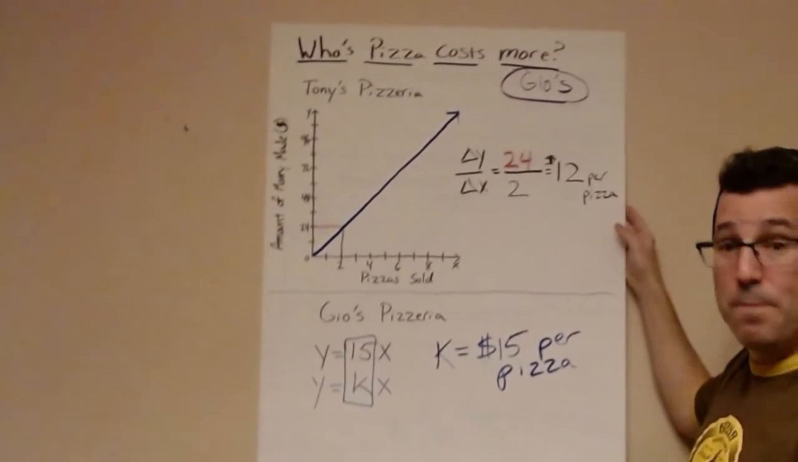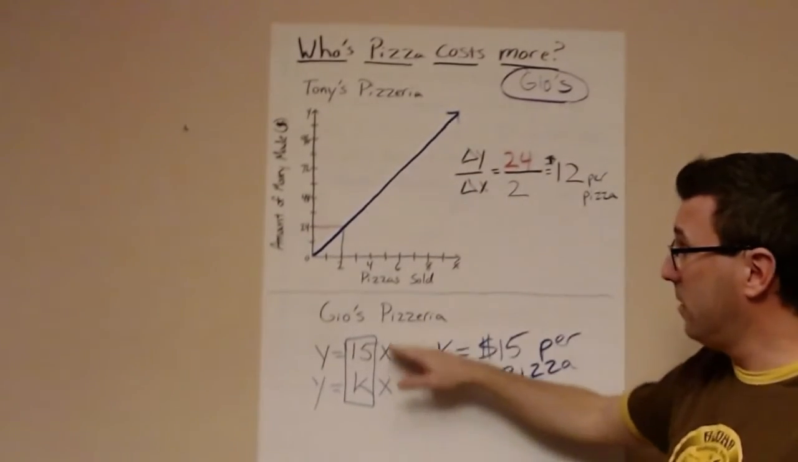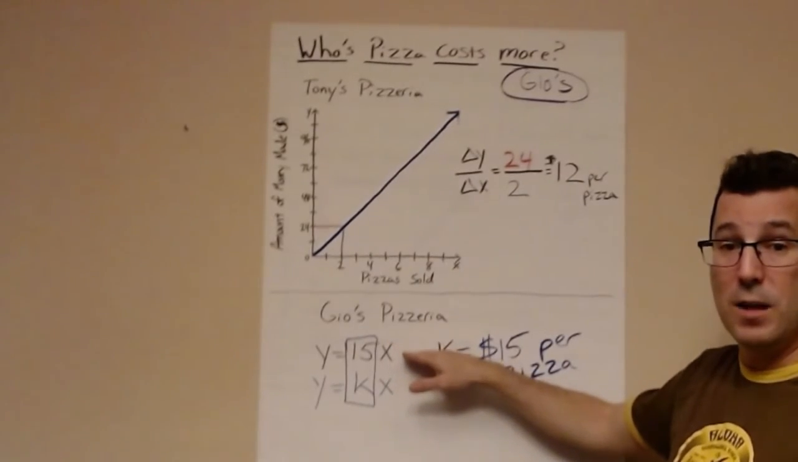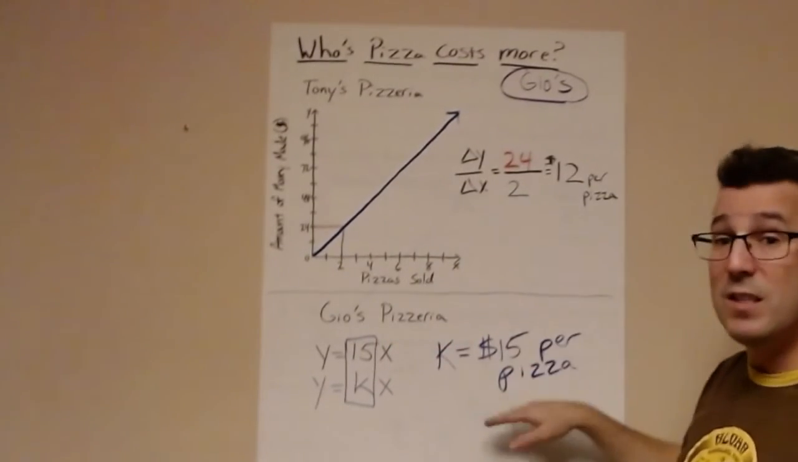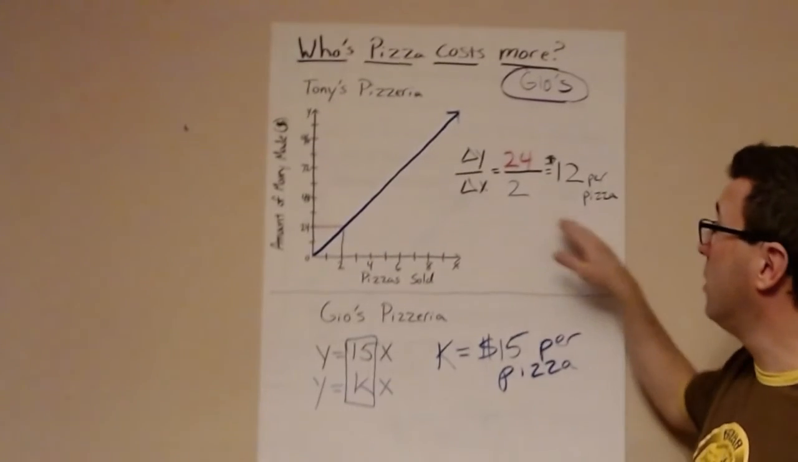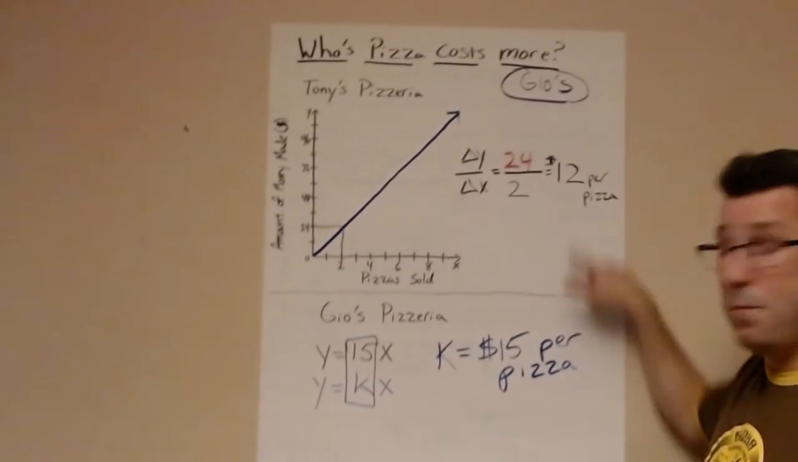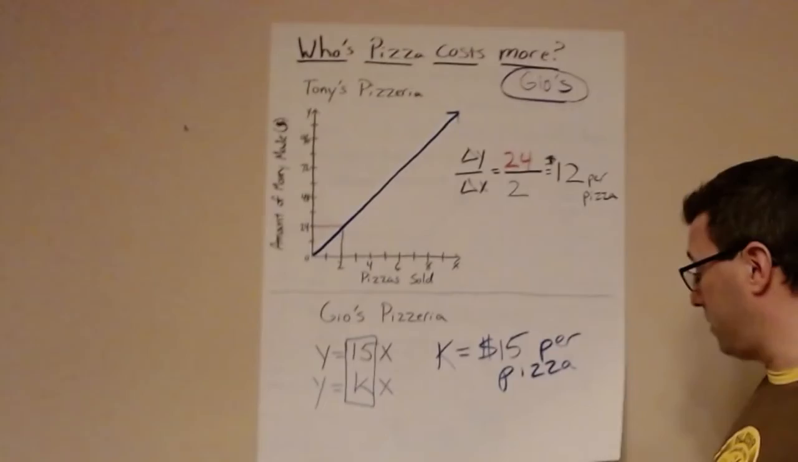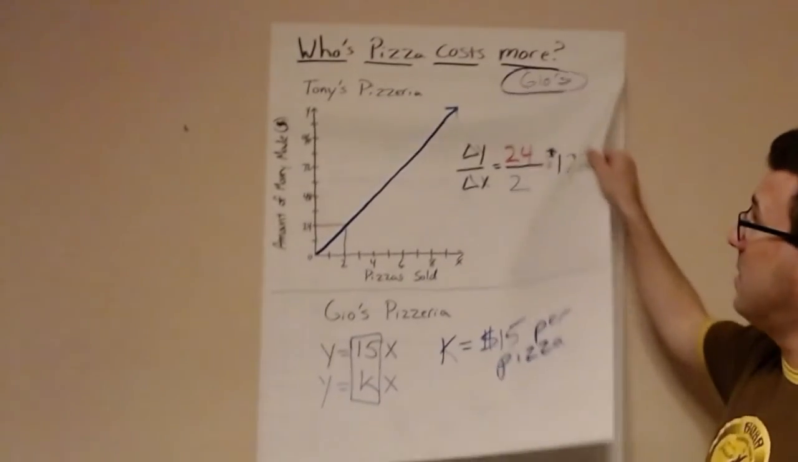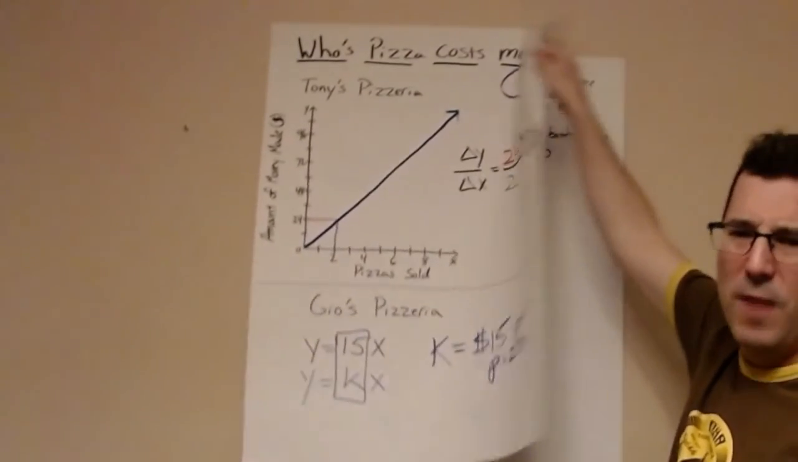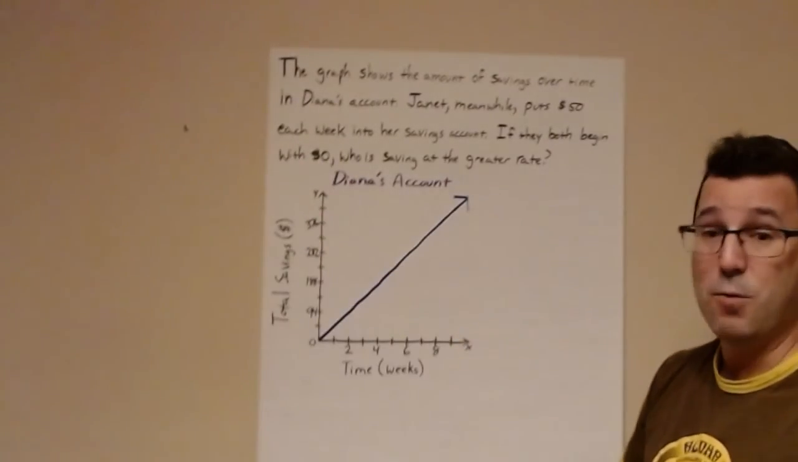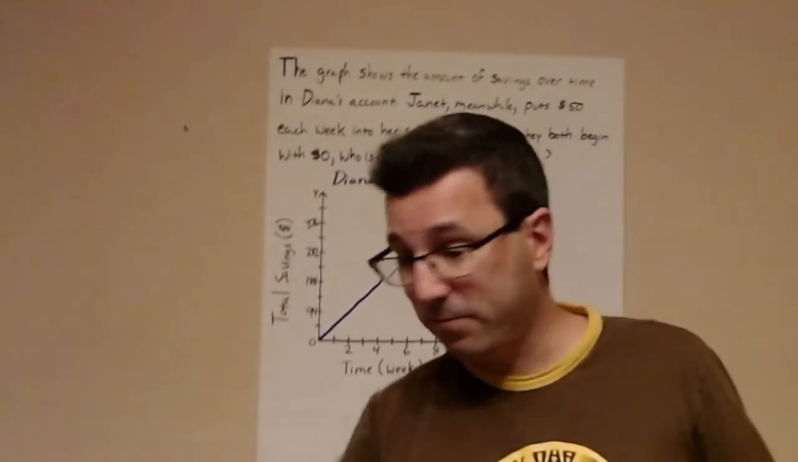All right, so again, graph, equation, still able to compare because we found the unit rate. $12 for one pizza, $15 for one pizza. The last thing, which I know is always students' favorite thing, is when you got a whole little word problem here.